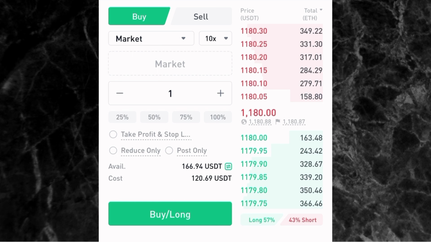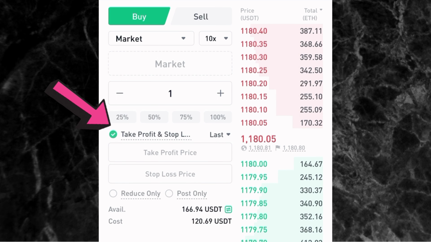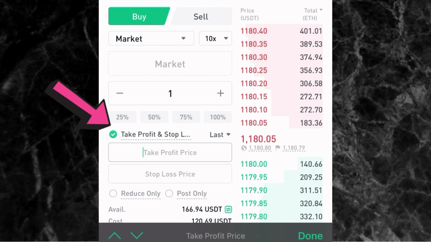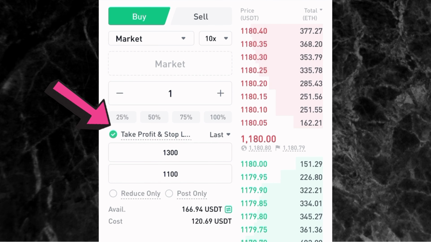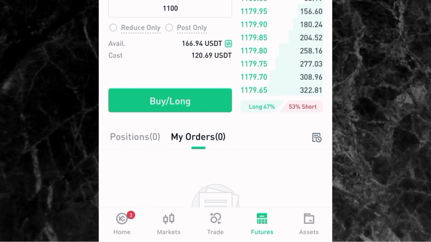So let's say, for example, you also want to set your stop loss and take profit. You can come right here and enter your take profit and your stop loss. So let's say, for example, I want to put my take profit as 1,300, and then my stop loss at 1,100. So this is my take profit and this is my stop loss. Then just come straight right here and tap on buy or long.